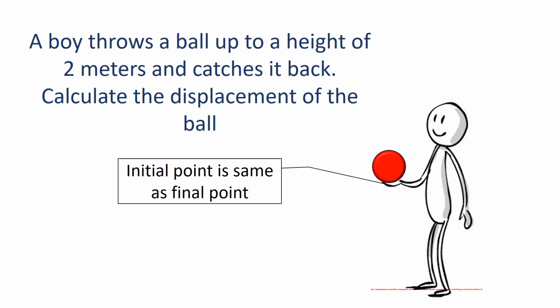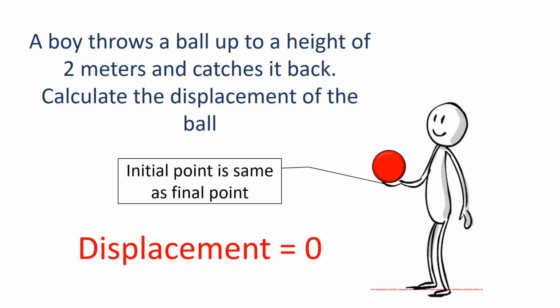When the initial point is same as the final point, displacement will be 0. Is that clear? Displacement is equal to 0 as the initial point is same as the final point. But what is the total distance? Distance covered by the ball will be equal to 2 meters up and 2 meters down. Total is 4 meters.